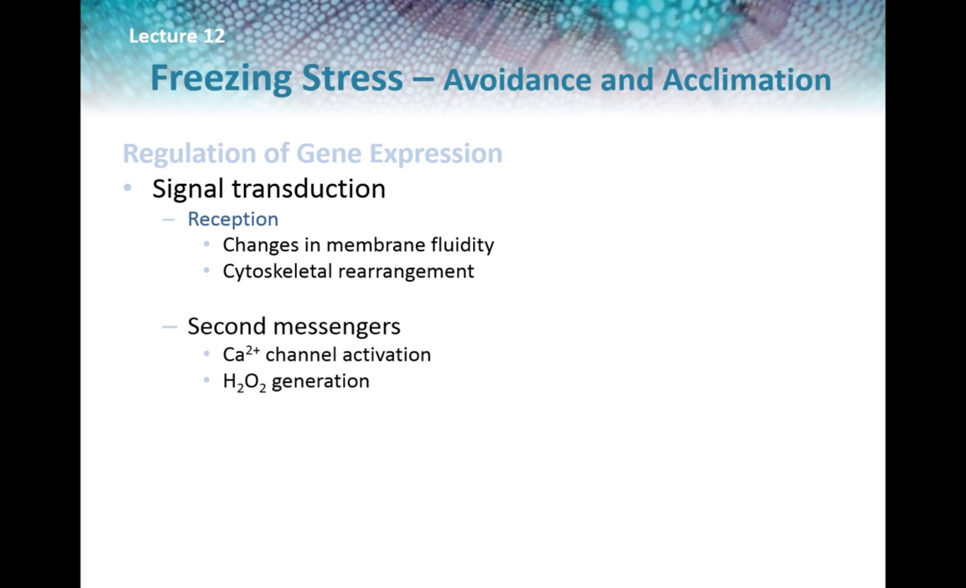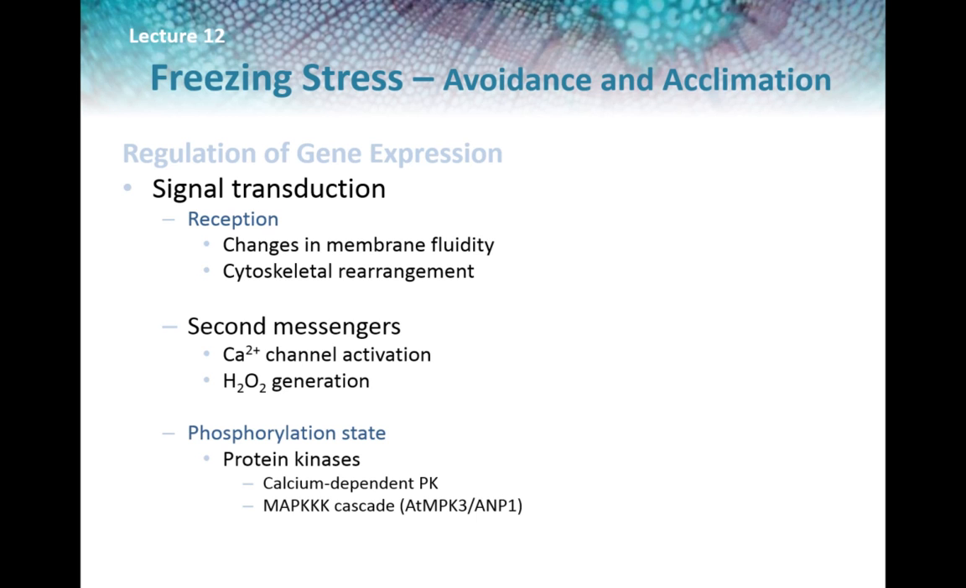Increased cytoplasmic calcium may interact with calmodulin or calmodulin-like proteins. Evidence is accumulating that H2O2 also acts as a second messenger. A likely site of production focuses on complex 1, a dehydrogenase in the mitochondrial electron transport pathway that is altered by low temperature.